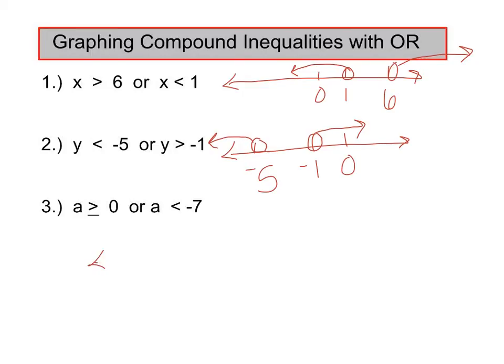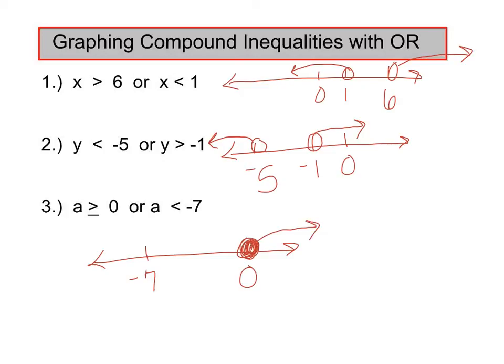Example 3. A is greater than or equal to 0, or A is less than negative 7. I'm going to change my graph here a little bit. I'm going to make that negative 7 and put 0 up here. Now let's graph. A is greater than or equal to 0. Let's put a closed circle on 0 showing that A might be 0. And let's point our arrow towards numbers greater than 0.